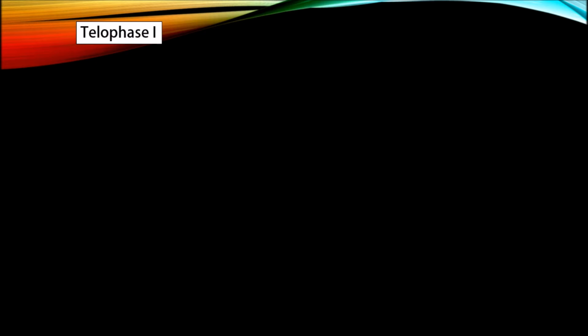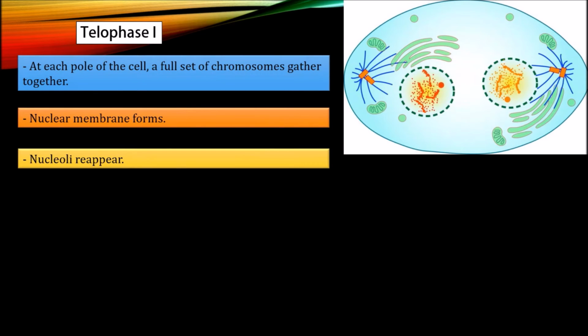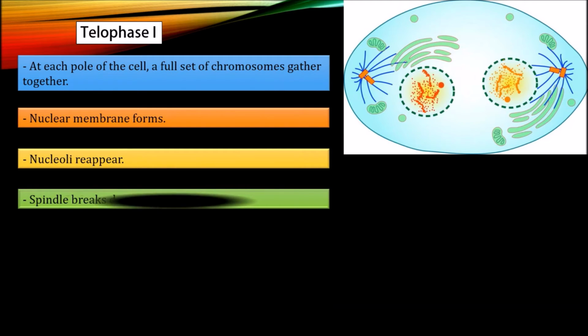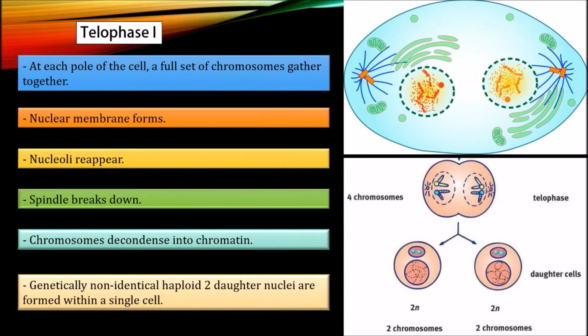Telophase 1. Here, chromosomes have arrived at opposite poles of the cell. At each pole of the cell, a full set of chromosomes gather together. A nuclear membrane forms around each set of chromosomes to create two new nuclei. Nucleoli reappear. The spindle is broken down into its monomers. Chromosomes decondense into chromatin. Two genetically non-identical haploid daughter nuclei are formed within one cell.